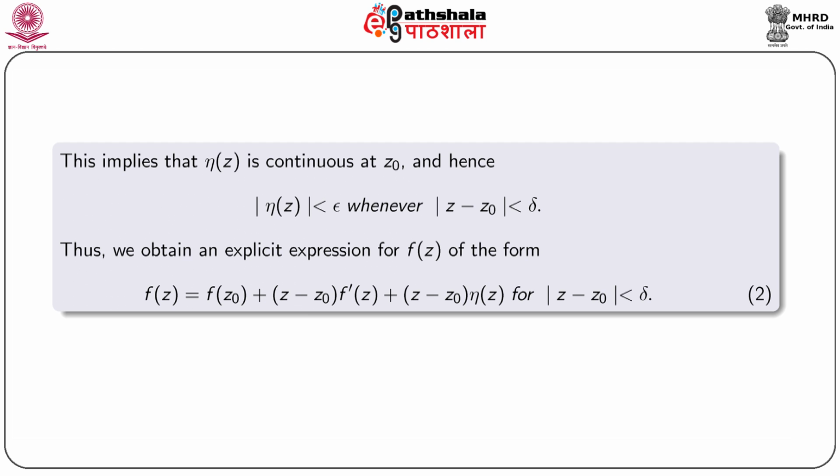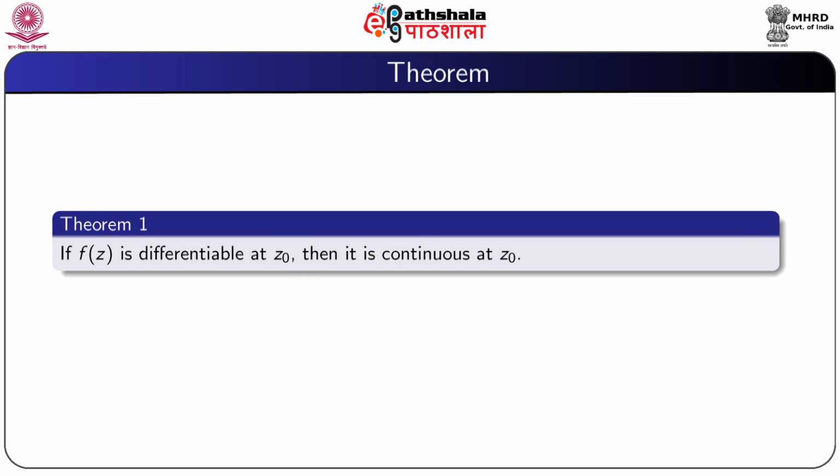Thus, we obtain an explicit expression for f(z) of the form f(z) equal to f(z0) plus (z minus z0) into f'(z0) plus (z minus z0) into eta(z), for all z such that modulus of z minus z0 is less than delta. Now, we prove a result. If f(z) is differentiable at z0, then it is continuous at z0, and this result is also true for real valued functions.